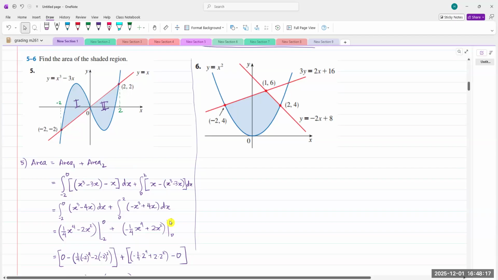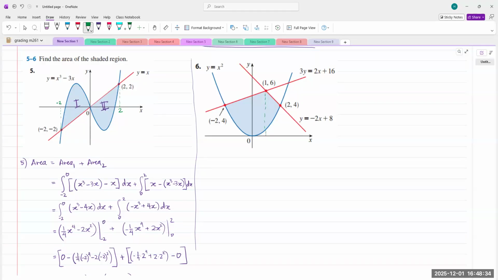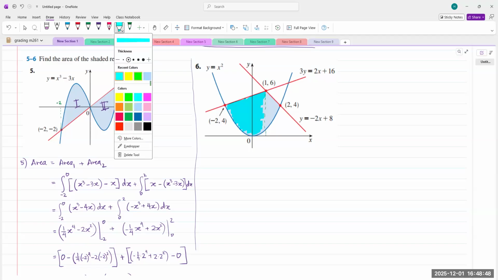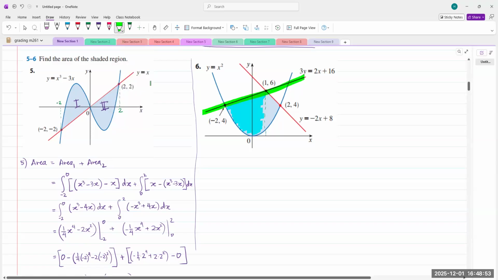Okay. Now, number 6. This question is a bit special because it forces us to actually do the problem by breaking it up into 2 regions. Why, Thomas? Because on this region 1 here, let me highlight that, the upper bound is the line on the left and the lower bound is the parabola. This is the line on the left. Let me call that the green line. Okay, the upper bound is the green line and the lower bound is the parabola.